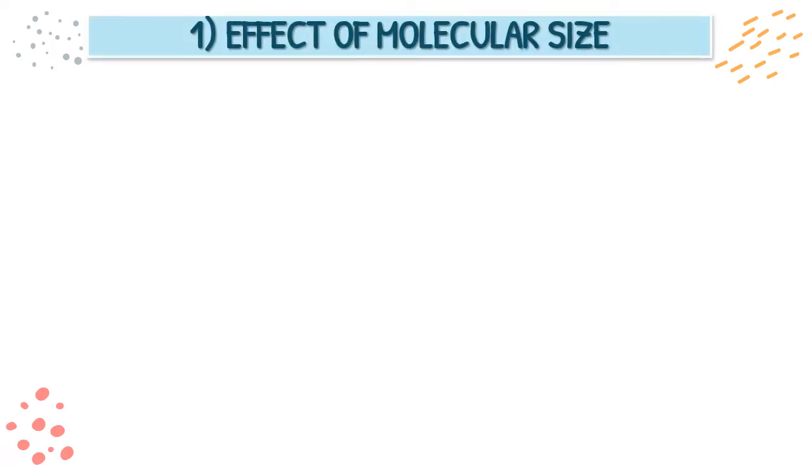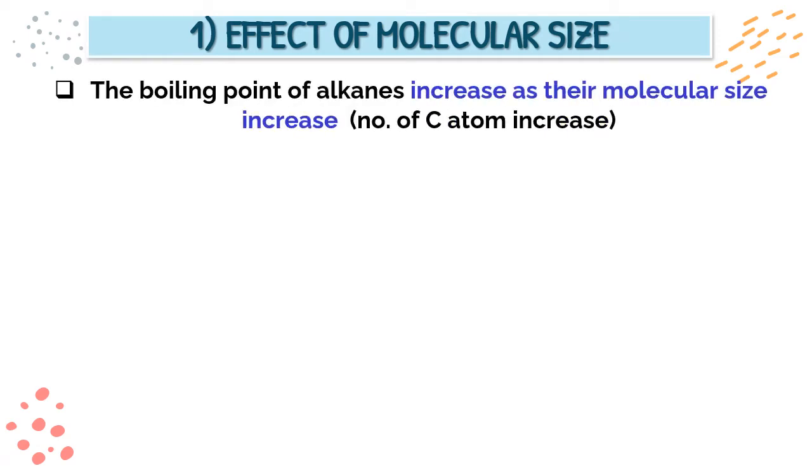There are three factors that can affect the boiling point of an alkane. The first one is the factor of molecular size. So the boiling point of alkanes increases as their molecular size increases. The molecular size of an alkane is directly proportional to the number of carbons it has. The higher the number of carbons, the bigger the molecular size. Why?